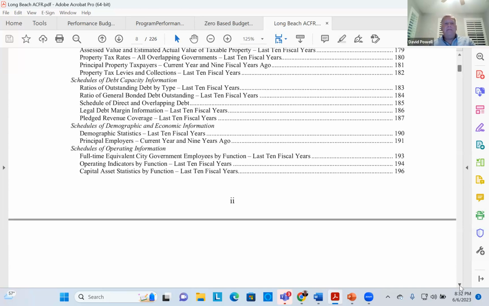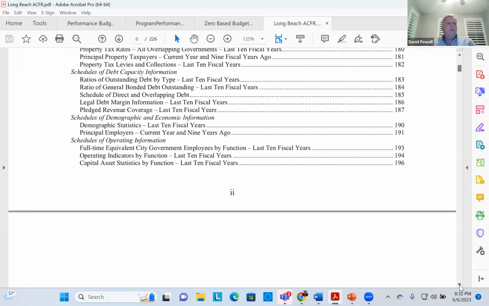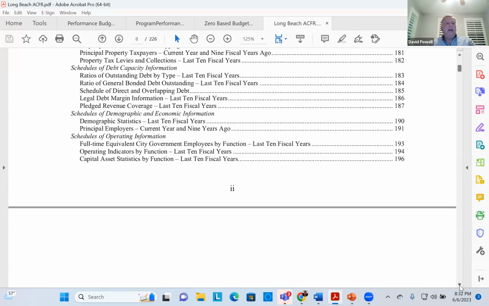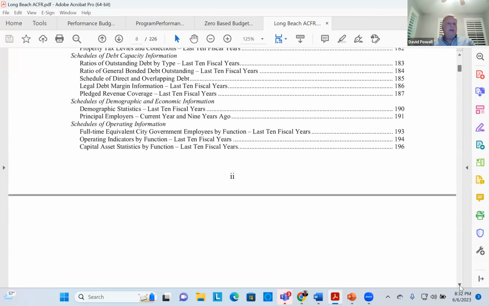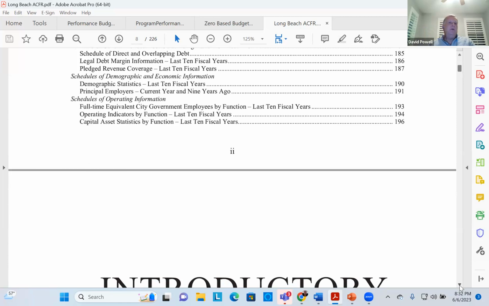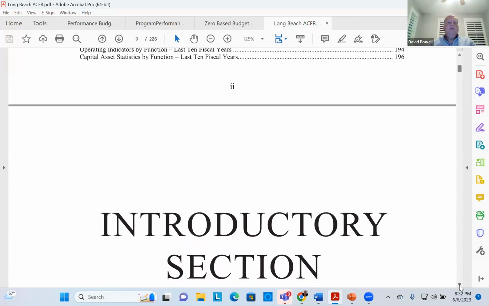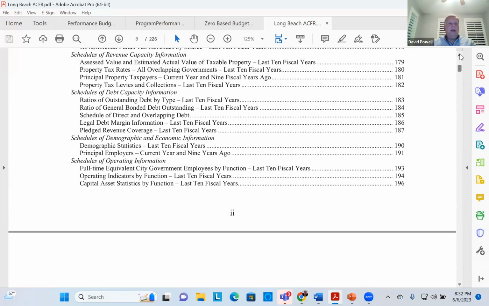Then you get into debts, ratios of outstanding debt by type. That's going to be one of those fiscal solvency indicators. Ratio of general bonded indebtedness that's outstanding. All your debt information there. Then you get your demographic information. So demographic statistics such as population changes over the last 10 years, changes in your principal employers in the current year as well as 9 years ago, and so on and so on. So a lot of that information that gives you that trend and those patterns in your city, you're going to get directly from that statistical section.